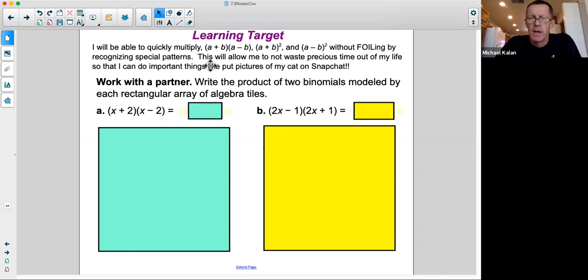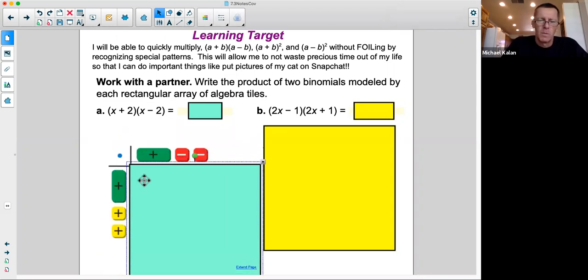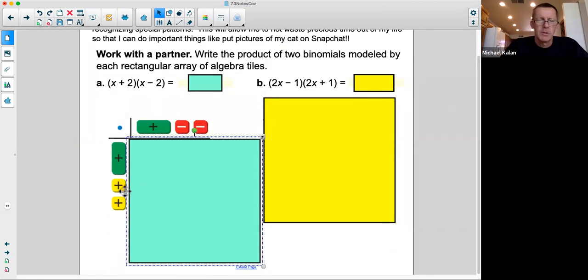Write the product of 2 binomials modeled by each rectangular array of algebra tiles. So this is algebra tiles, right? Remember, x plus 2, x minus 2. Go ahead and multiply this out. Remember, you go this term times this term, times this term, then you do all 4. So go ahead and do that.